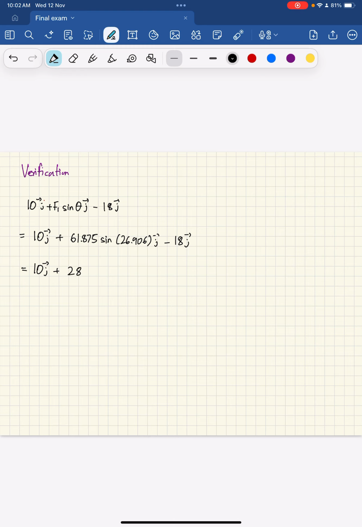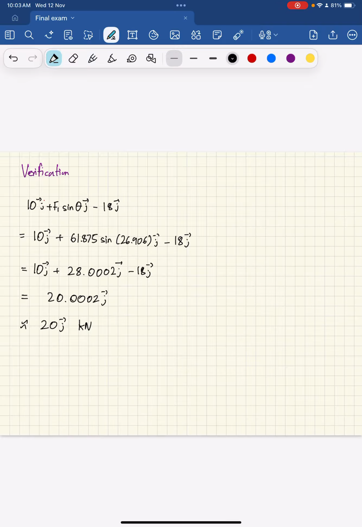So it becomes 28.0001 or 0002 actually, j minus 18j. So it proves to us that, so 10 minus 18 plus 28.0002. Okay, so it's about 20.0002j. Okay, so which is obviously equal to 20j, right, in the y-axis.